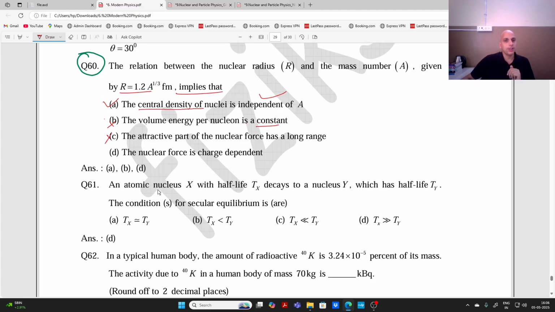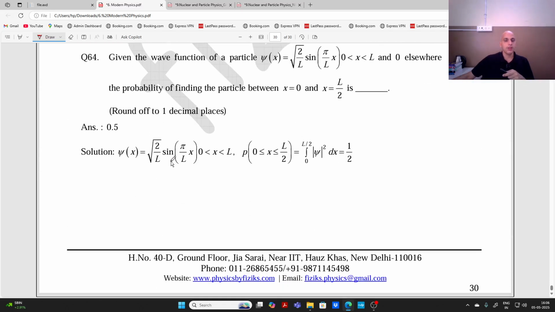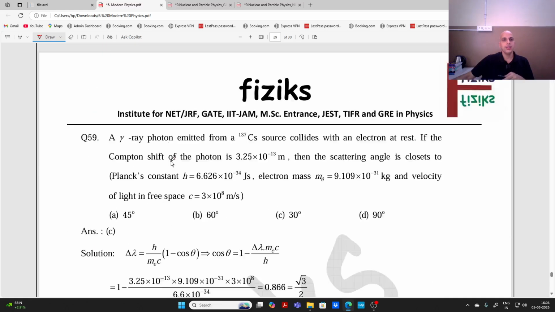The nuclear force is charge dependent. Charge dependent, oh, it is again wrong. I don't know how they have written a, b, d, but I think the correct answer is this one in this question, because nuclear forces are charge independent. So I think this was the last question of these questions.